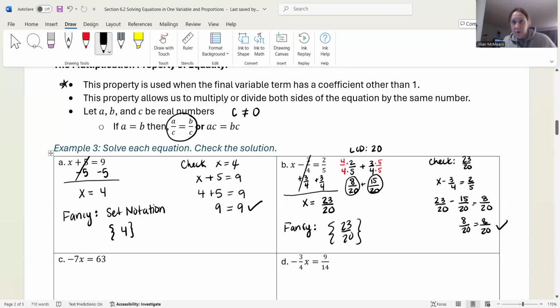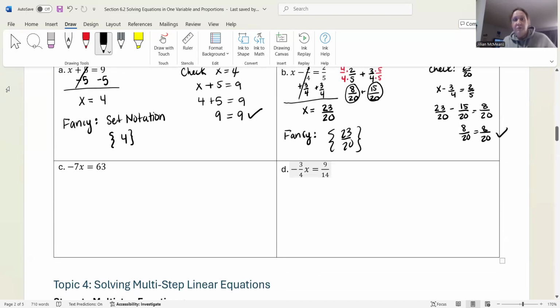Now moving along, because this video is getting a little bit long, we have part C. So for part C and part D, we're going to apply the multiplication property of equality. So for part C, we have negative 7x equals 63. And remember, the mission here is to undo what has happened to the variable. In this particular case, the variable has been multiplied by negative 7. So you ask yourself, okay, in math, how would I undo multiplication? Well, in math, we undo multiplication with division. So multiplication and division are inverse operations, just like addition and subtraction are. So multiplication and division undo each other, okay?